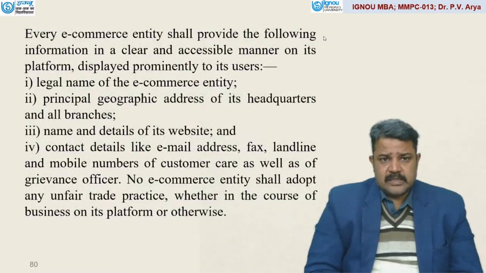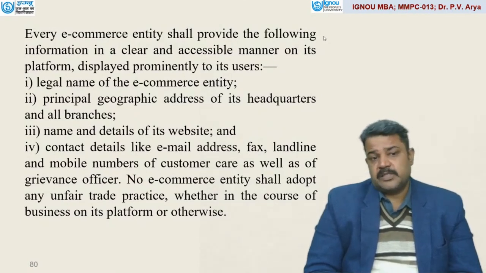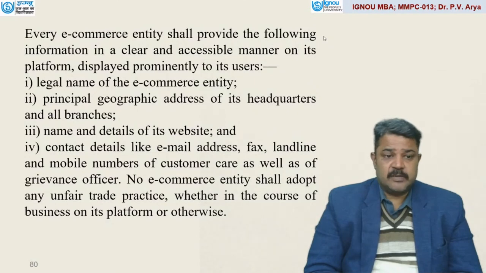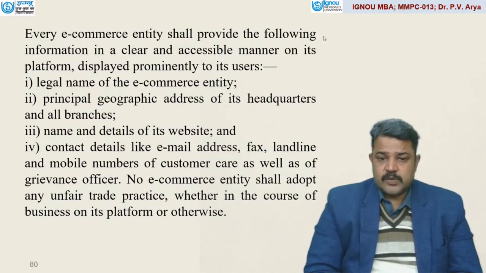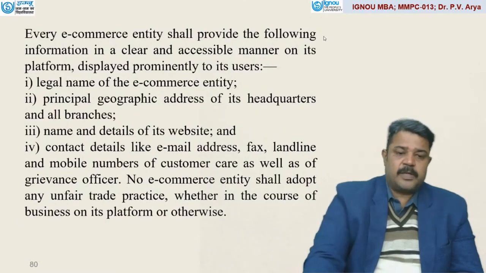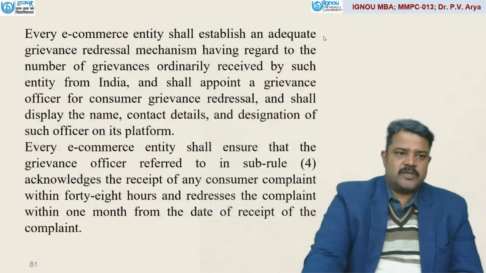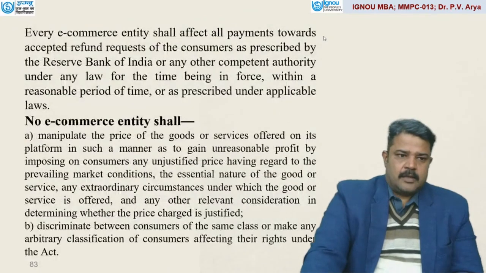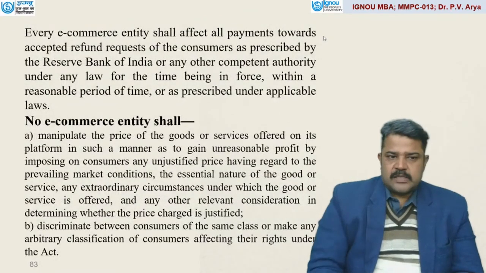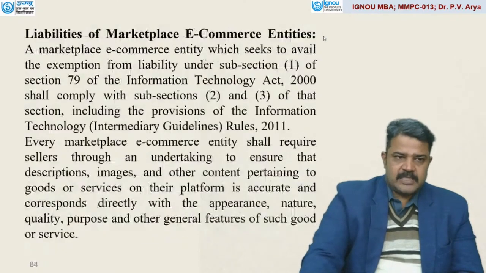Well, every e-commerce entity shall provide the following information in a clear, accessible manner, like the legal name of the e-commerce entity, principal geographical address of the headquarters, name and details of its website, contact details like email address, fax, landline, mobile numbers of customer care, as well as of grievance officers. No e-commerce entity shall adopt any unfair trade practice, whether in the course of business or on its platform or otherwise. Well, no e-commerce entity shall manipulate, discriminate.